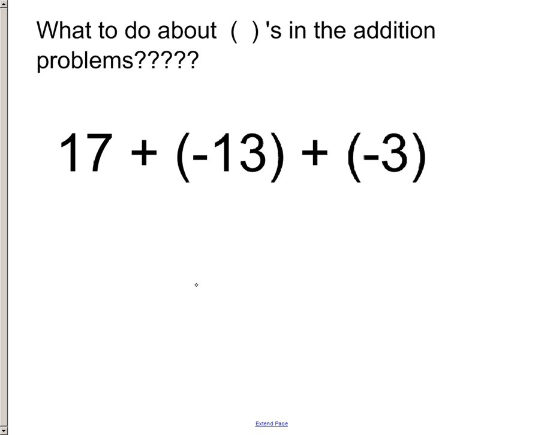Now, the same thing's happening in these longer problems right here. So really, 17 is not in parentheses, but this negative 13 is in parentheses, and since it's the only number inside of it, I could think of it as plus negative 13, and then here's the plus sign right here. And since this is the only number inside of these parentheses, I can think of that as negative 3. So this big long number sentence right here is only 17 plus negative 13 plus negative 3. So don't let these parentheses cause you any anxiety.